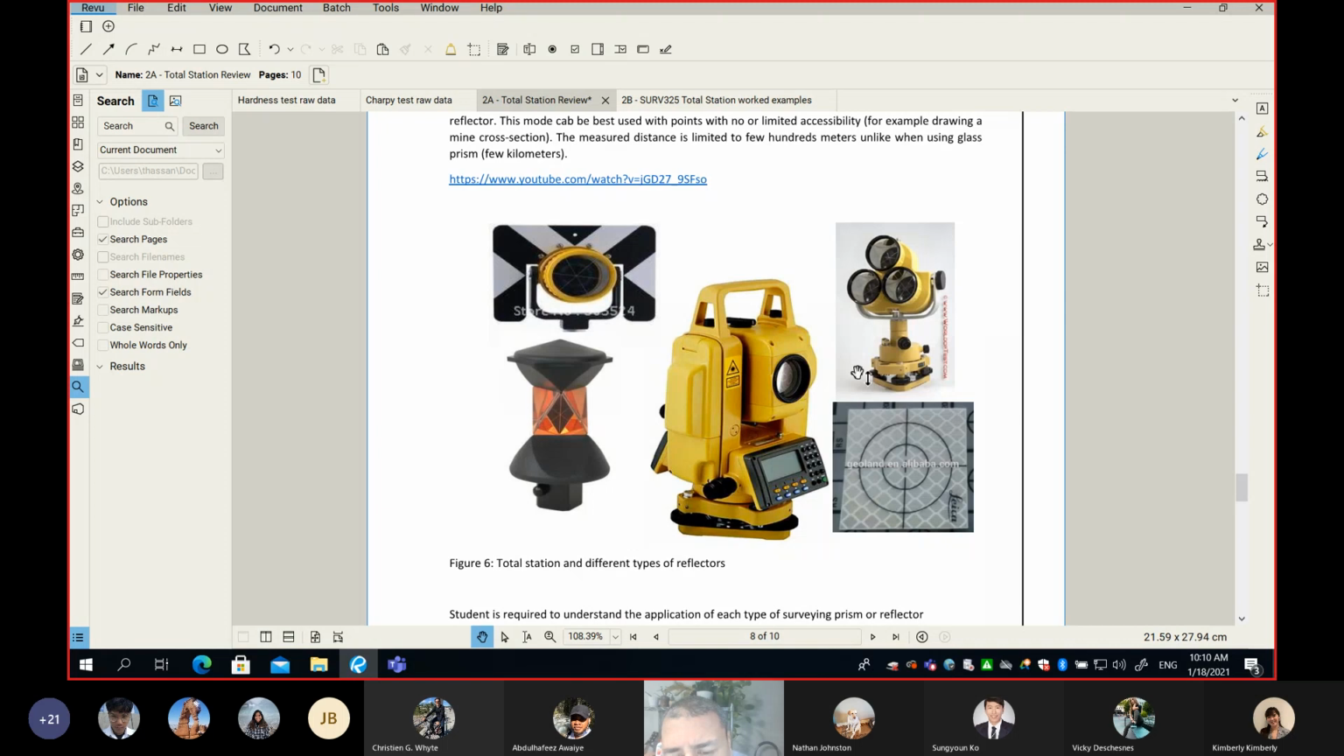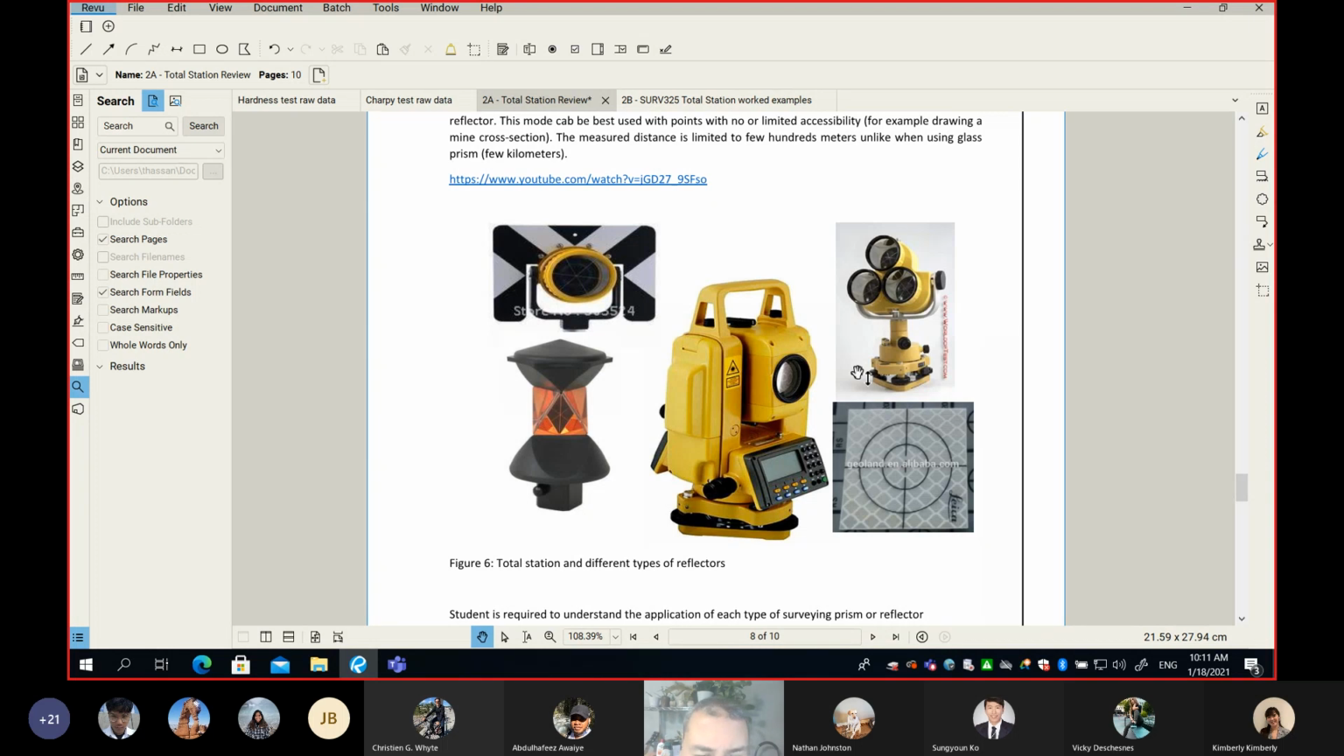What is the objective or the purpose of the prism? Very simple. The prism provides a reflective surface that reflects the signal back, so we can measure distance. So the prism is only required for distance. It is not required for the angles. We can measure an angle to anything. We don't have to have a prism on the other point to measure angles. Prisms are only for measurement of distances.